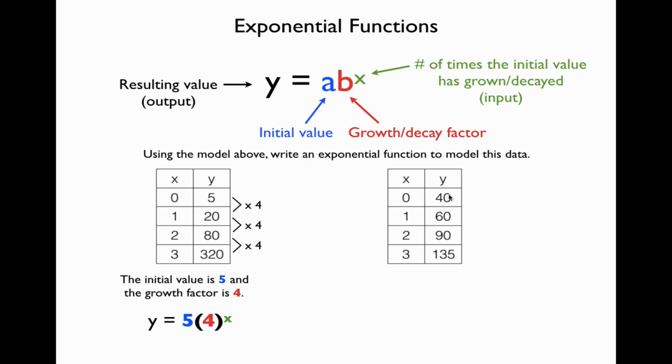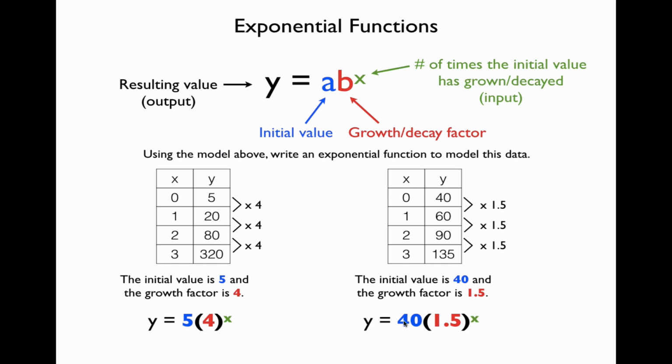In the second one, it wasn't as clear. So we had to create a ratio or come up with a value that we could multiply 40 by to get to 60. If you make the ratio 60 to 40, that simplifies to 6 over 4, which simplifies to 3 over 2, and that you could represent as 3/2 or the decimal 1.5. So here our initial value is 40, and we're repeatedly multiplying by 1.5. So once you identify those values, you can write your equation y equals 40 times 1.5 to the x.